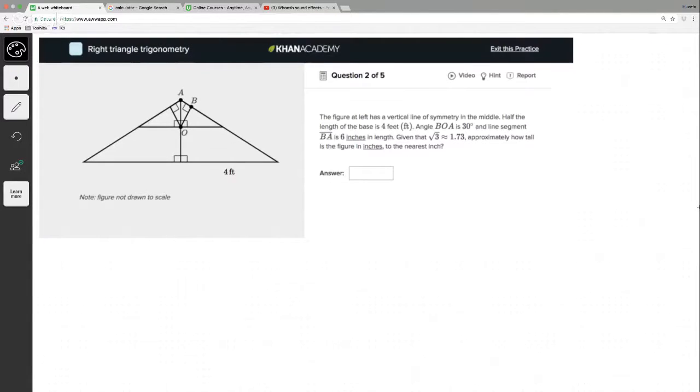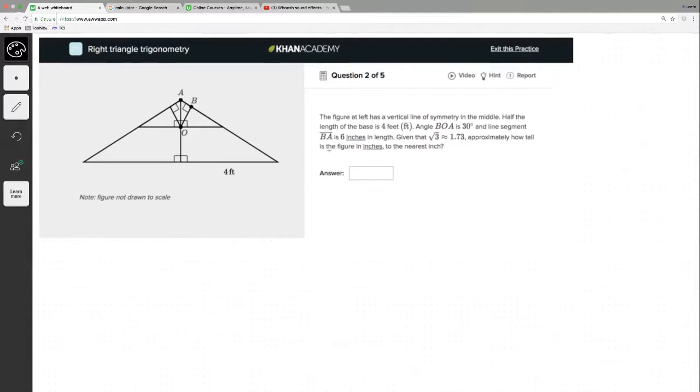All right, number 2. Whoa, this is crazy. These are intense. So the figure at left has a vertical line of symmetry in the middle. Vertical line of symmetry. So it's this line right here. Maybe I'll draw it. Boom. I'm going to undo that. It just looks messy. The angle BOA, this tiny angle in here, is 30 degrees.